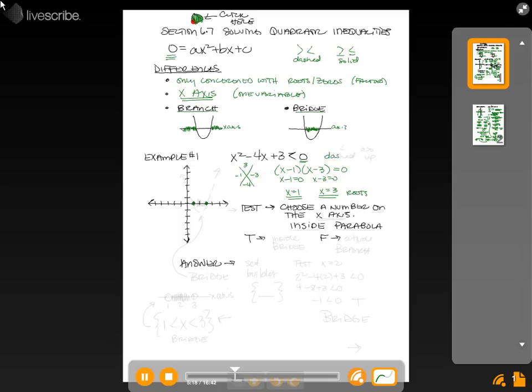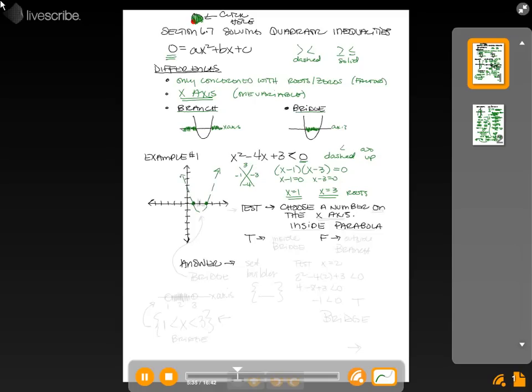I also know I'm going to have a dashed parabola because it's strictly less than, and my parabola is going to open up because a is greater than 0. A is positive. Okay, so now I'm going to freehand my parabola.